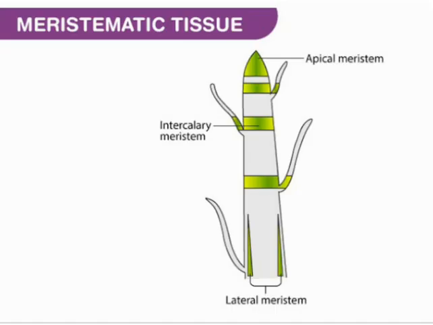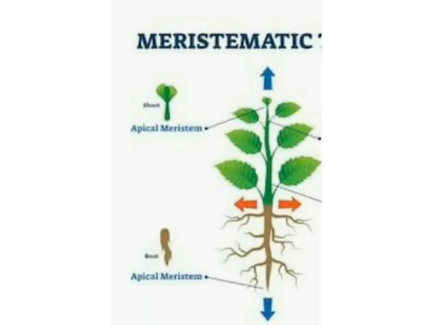Depending on where these meristematic tissues are located in the plant body, they are of 3 types: apical meristem, lateral meristem and intercalary meristem. Meristem found at the growing tips of a stem and root is called apical meristem. They bring about growth in length of stem and root.